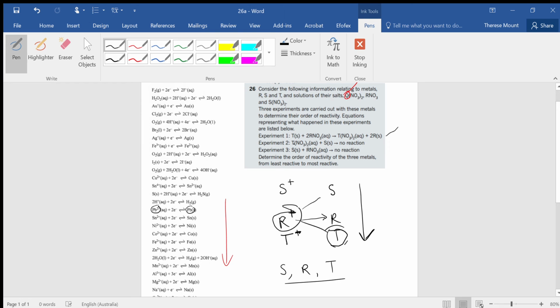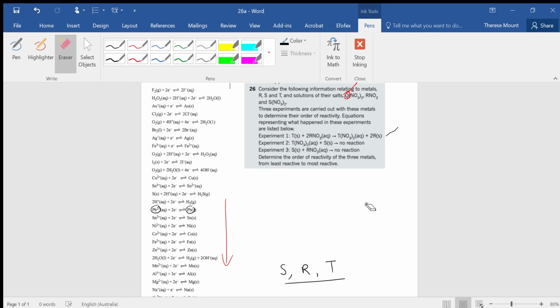And then we saw that the T ions here didn't react with the S metal, so the S must be above the T to get that uphill line. So less reactive than T because it didn't react. And S didn't react with the R either, so the S must be above the R, which is where I placed it as well. So that is that. Now that's one way of approaching it, probably the quickest.